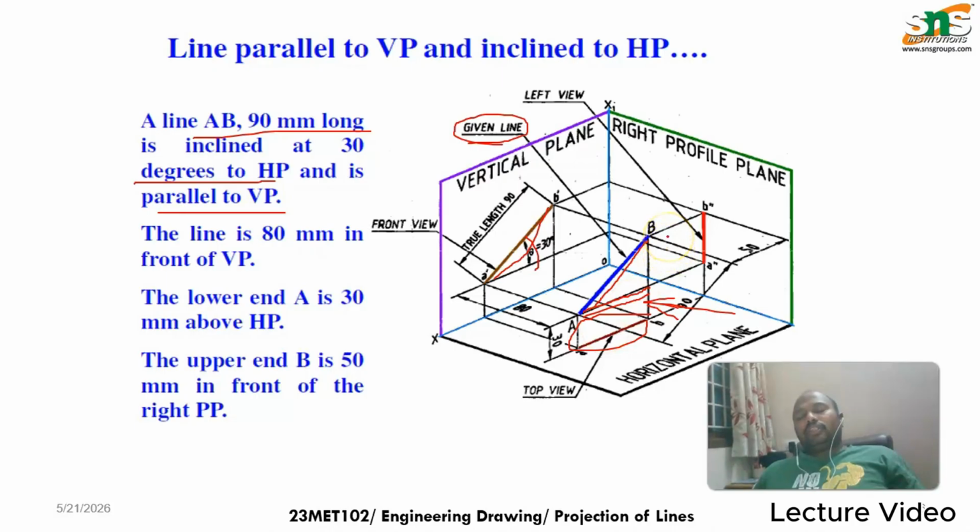The line is at an angle to HP, so it is projected. When you see from the top view, the line seems to be parallel to VP. In the question it is given that the lower end is 30 mm above HP and the upper end is 50 mm in front of VP. Sometimes, if the angle is not given, you can use these lower and higher end distances in order to draw the inclined line.